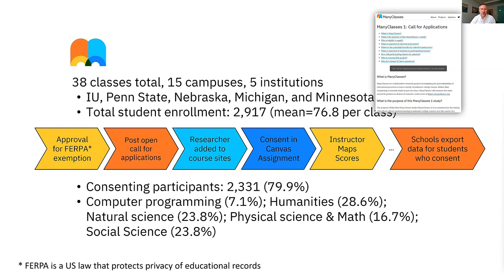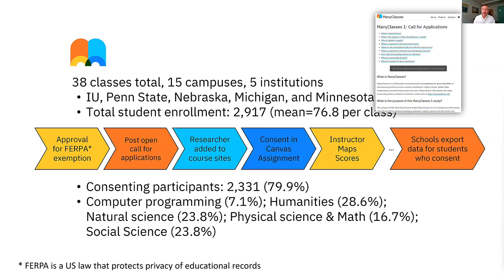The way that the process worked is that we started by getting approval at these campuses to do the work. In the US, we have this law called FERPA, the Family Educational Rights and Privacy Act, and I'll tell you more about it. So we had to get approval from all these different campuses that we could do this research. Then we posted an open call for applications to the faculty of those institutions where it had been approved. Once a faculty member submitted their application, we basically let them into the study. We didn't say no to anybody. That would have been kind of silly. So we said yes to all the faculty who said that they wanted to play.